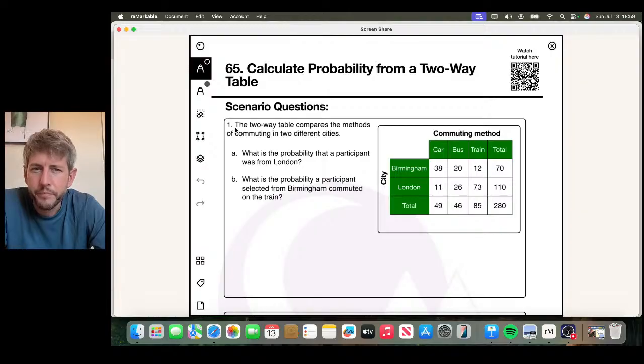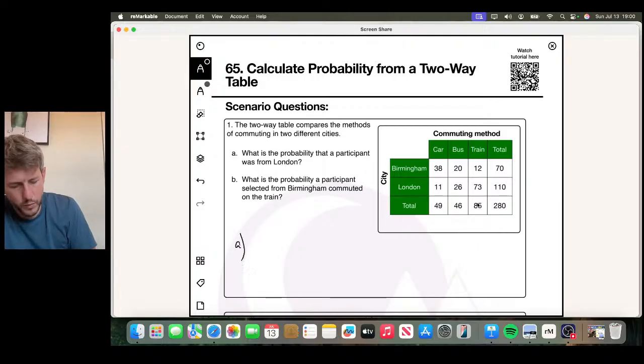Right, question 1. The questions are the same actually, they're just different questions of the same tables. The two-way tables compare the methods of commuting from 2 different cities. What is the probability that a participant was from London? Okay, so here we go. What is the probability a participant was from London? So that's going to be A, will be 110 out of 280.